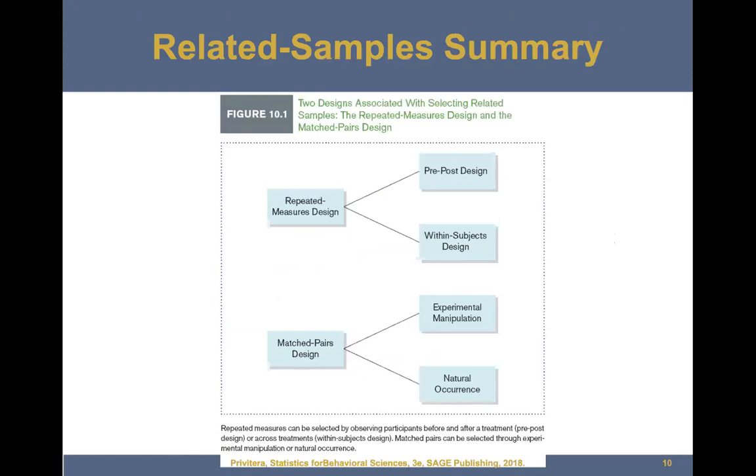So what does that look like? Kind of like this. Repeated measures design, you have a pre-post design where you're within subjects. Your matched pairs design, you have your experimental manipulation or natural occurrence. So the repeated measures can be selected by observing participants before and after a treatment, pre-post design, or across treatments within the subjects design. Matched pairs can be selected through experimental manipulation or natural occurrence.